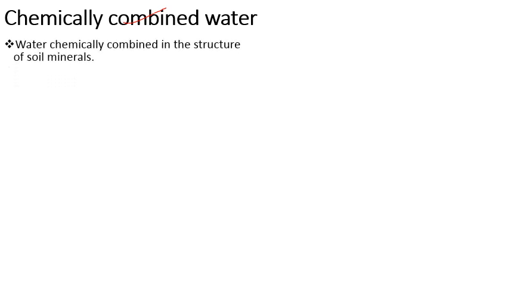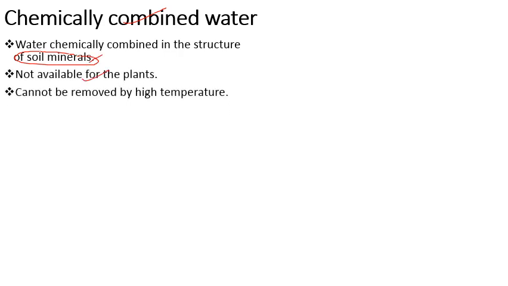Next comes chemically combined water, as the name indicates. So water chemically combined in the structure of soil mineral, and it is not available for the plants. It cannot be removed by high temperature. इसे हम high temperature से remove नहीं कर सकते हैं.